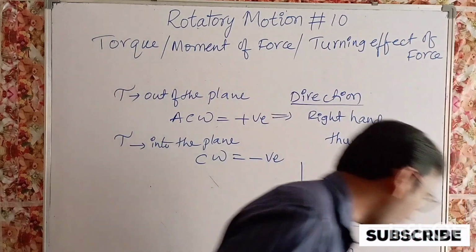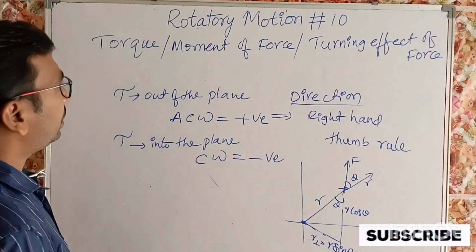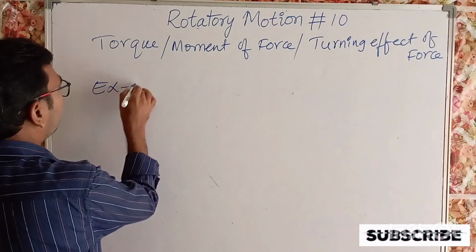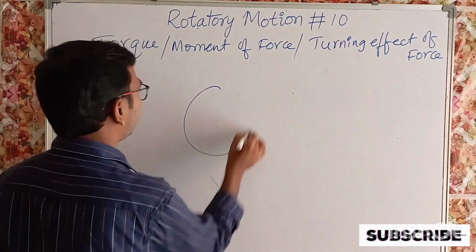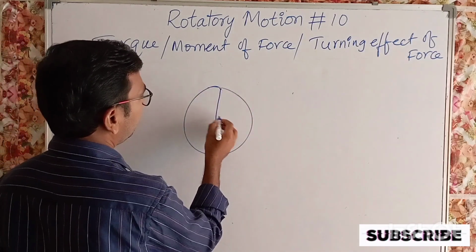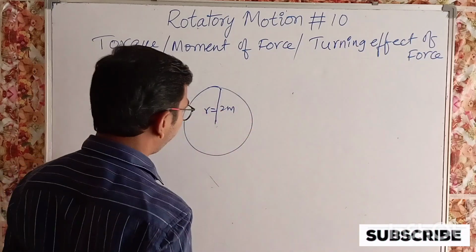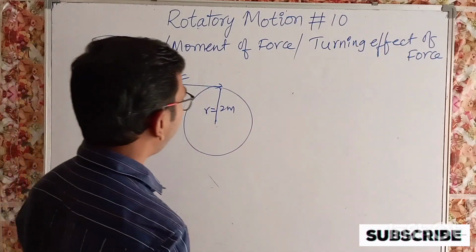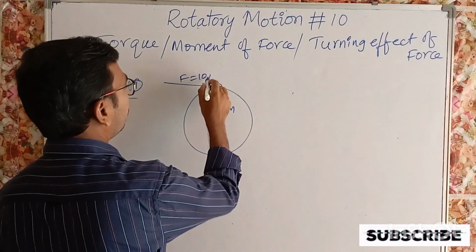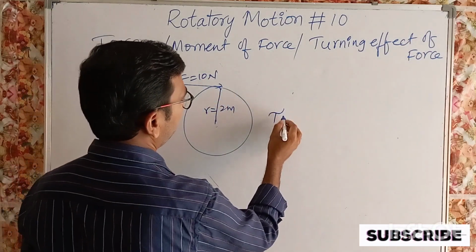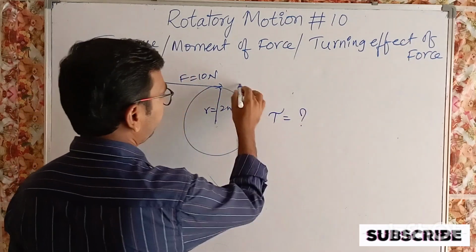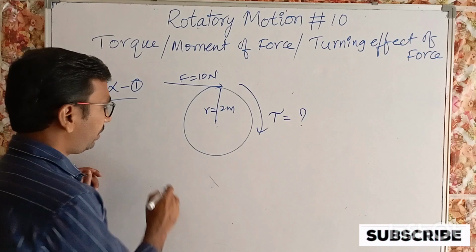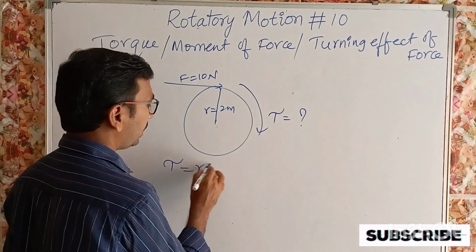So let's see some examples. Based on torque we can see some problems. Example 1: I will consider a disc of radius R equal to 2 meters. The applied force F is equal to 10 newtons, like that. You can find out the torque, the turning effect. So what is the torque formula? Torque tau is equal to RF sin theta.